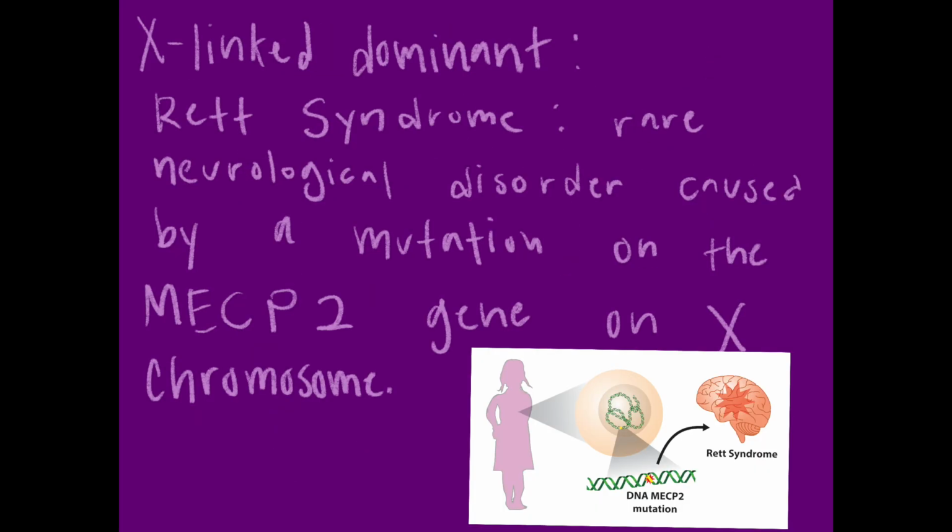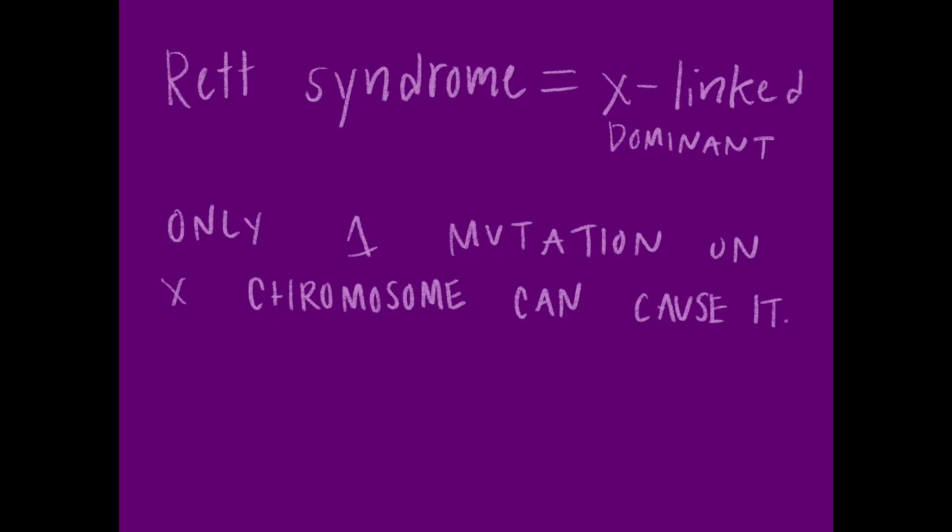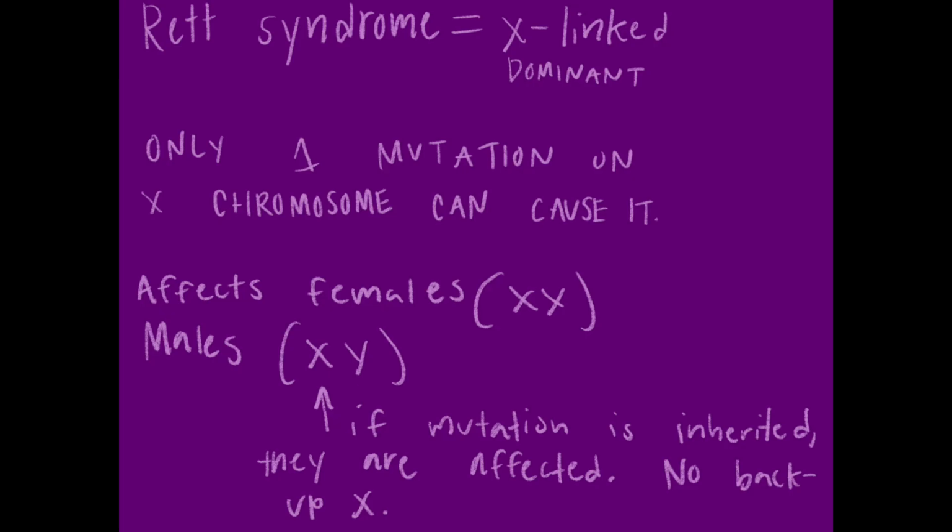An example of an X-linked dominant disorder is Rett syndrome, a rare neurological disorder primarily affecting females caused by a mutation on the MECP2 gene located on the X chromosome. According to the International Rett Syndrome Foundation, Rett syndrome can lead to a loss of motor skills, loss of speech, and is usually noticeable in early childhood around 6 to 18 months. Rett syndrome is X-linked dominant, which means only one mutation on the X chromosome can cause it. This syndrome mainly affects females, since males with the mutation do not survive due to having no backup X chromosome.